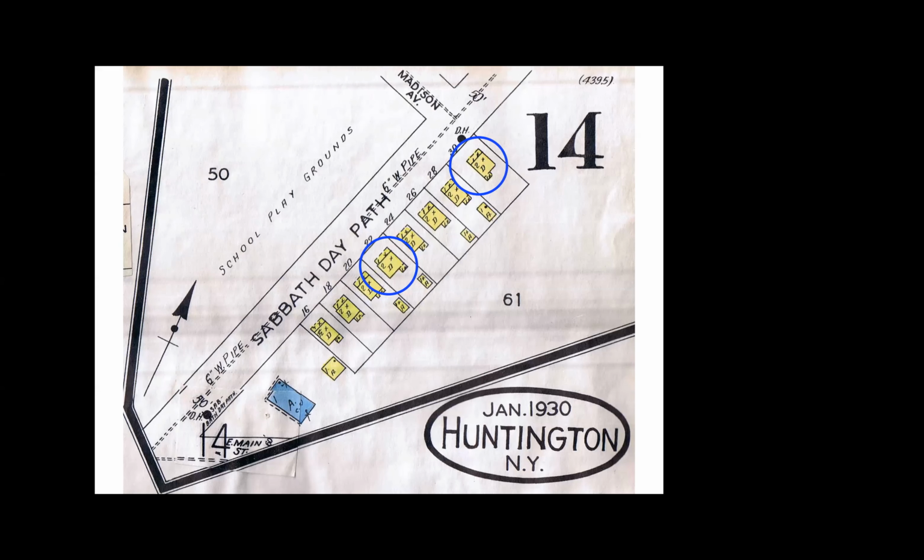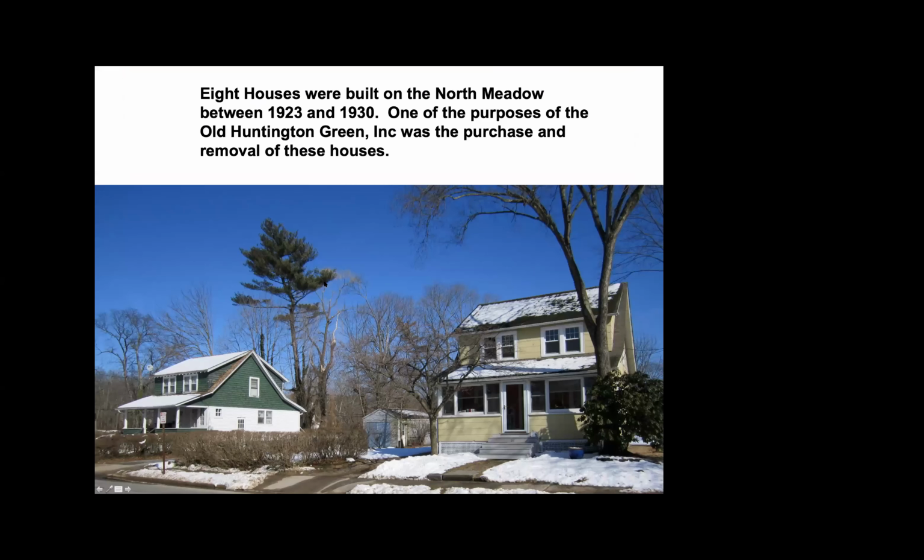They also purchased some of the houses on Sabbath Day Path, and the intention was to purchase these houses and then tear them down so that we'd have a continuous green swath from the Village Green through the North Meadow, across Sabbath Day Path into Heckscher Park. Heckscher Park had only been established in 1917, so that was a relatively new green space in town as well. So over the years, 4 of the houses have been demolished and 4 still survive.